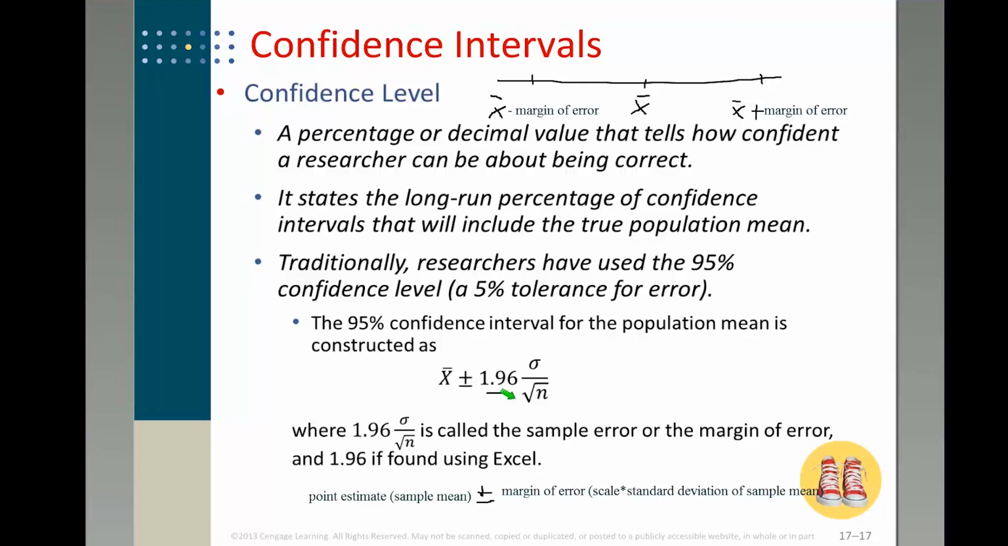We're using the standard normal distribution. We're also using the central limit theorem, because by knowing that the sample mean follows a normal distribution, we are able to construct the confidence interval. Now, if we change to 99%, we will use a different number, roughly 2.57.